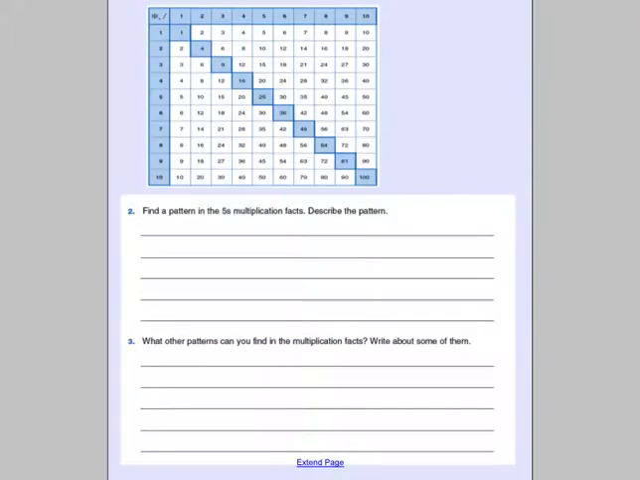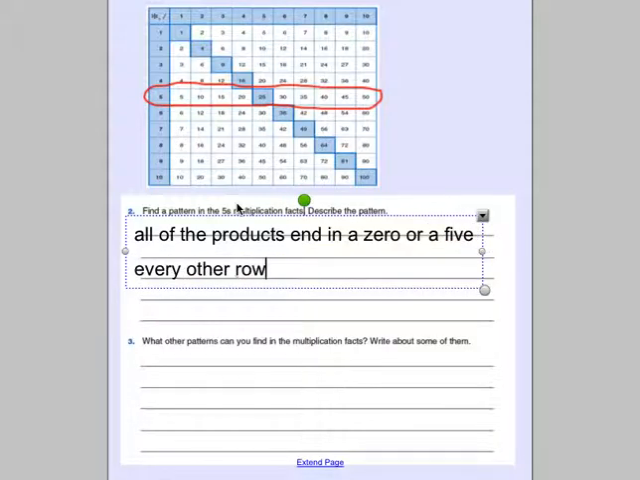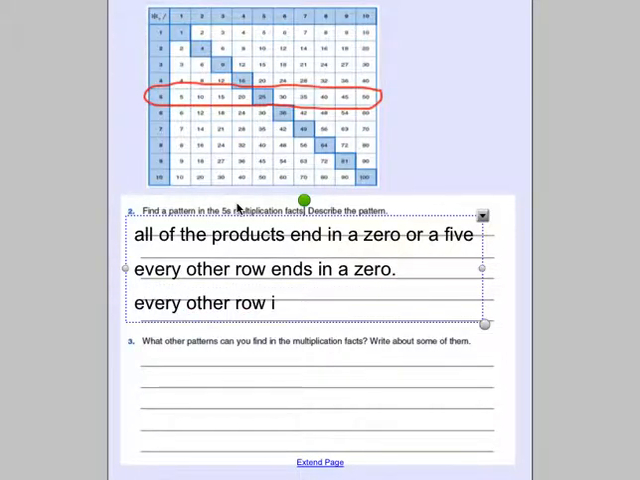Let's try another one. If I had you look at the 5s on a table, and this table's kind of small, I'm sorry. Let's see if we notice any patterns there. And you might say that all of the products end in a 0 or a 5. Every other row ends in a 0. Every other row ends in a 5. Notice also that 5, 10, 15, 20, all the way down are all multiples of 5.